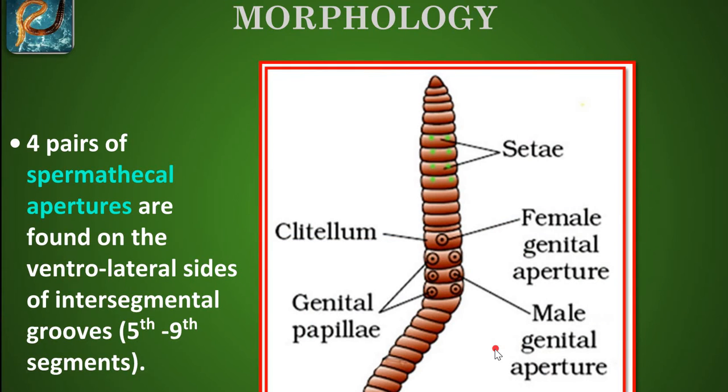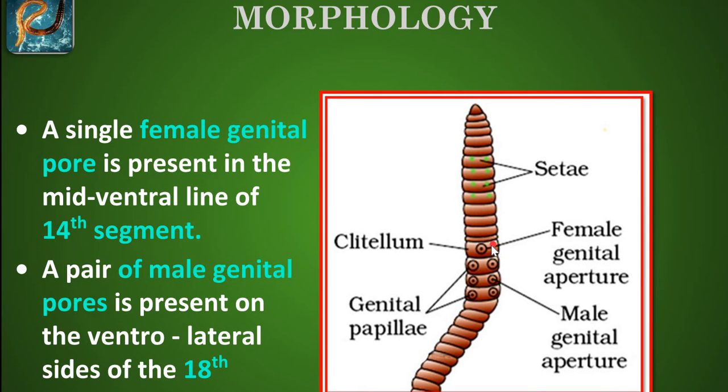There are four pairs of spermathecal apertures. They are found in the ventrolateral side of intersegmental grooves, that is between the 5th to 9th segment. The female genital aperture is present in the 14th segment and the male genital aperture is present in the lateral side of the 18th segment.